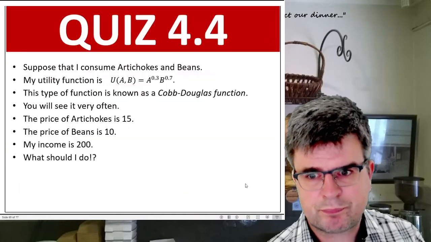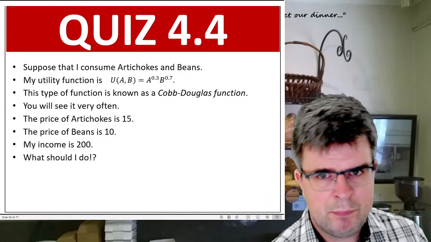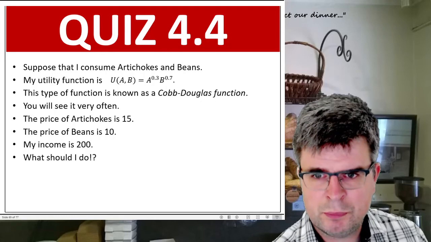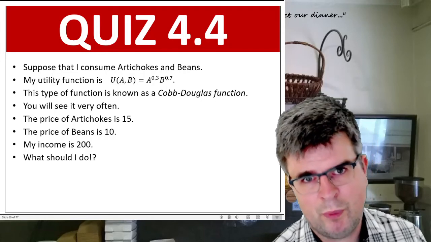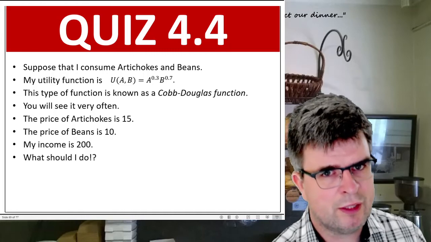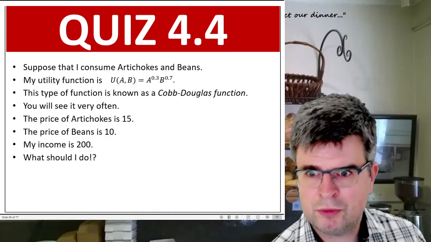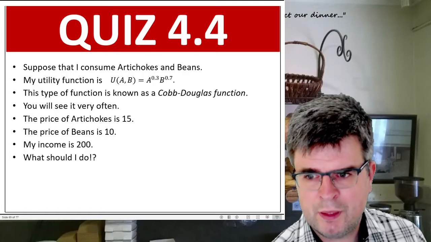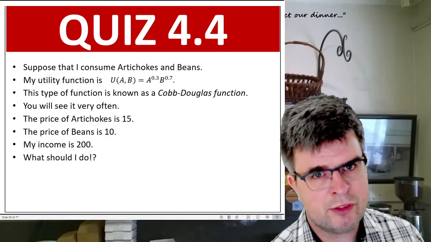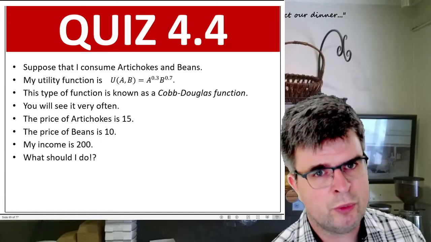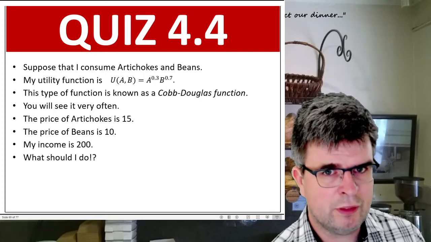Quiz. Similar type of problem, but now you need to do it yourself. Suppose that you consume artichokes and beans. Well, why these two goods? They start with the letters A and B. The utility function, again, is a Cobb-Douglas function. The price of artichokes is 15, the price of beans is 10, the income is 200. What should I do? So what is the optimal consumption bundle given the budget constraint?